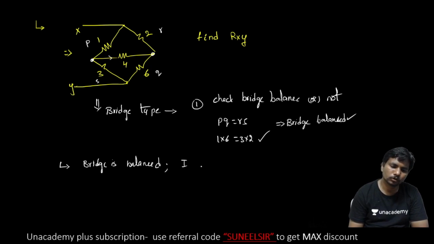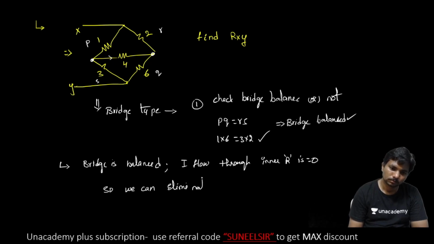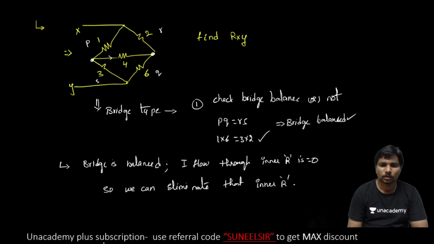So the current flow through the inner resistor is 0. So we can eliminate it, there is no effect. We can eliminate that inner resistor. So we can eliminate the 4 ohms resistor.